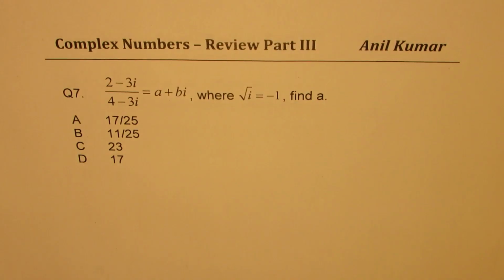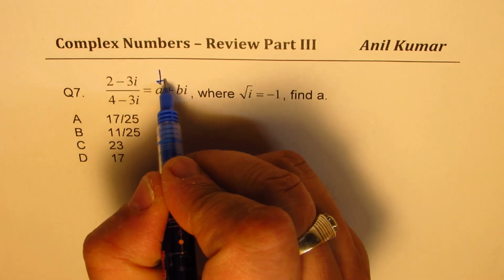Question number 7. 2 minus 3i divided by 4 minus 3i equals to a plus bi, where square root of minus 1 equals to i. Find a. So we need to find the value of a.